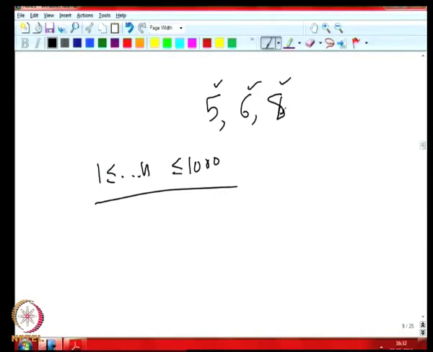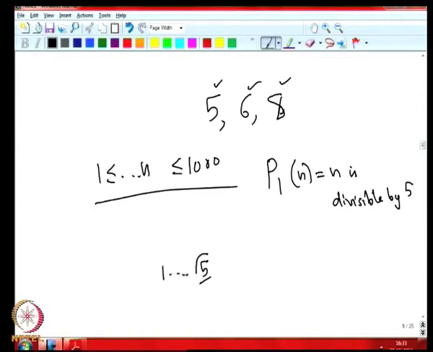Usually the sets we can describe by properties. The first property we are interested in, we can say that property P1 of n means n is divisible by 5. What kind of numbers are divisible by 5? For instance, 0 we are not interested. After 1, 5 is divisible, then the next 10 is divisible, the next 15 is divisible, like that. Every 5 numbers you have one number which is divisible by 5.